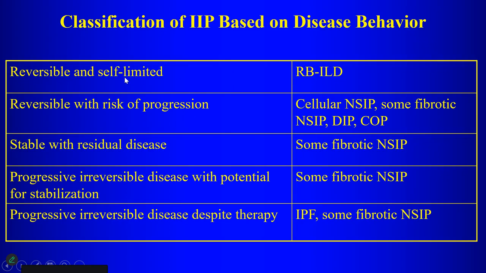There are reversible and self-limited diseases like RB-ILD. If the patient stops smoking, it can get better. Reversible with risk of progression, the more cellular forms of NSIP and some fibrotic forms of these diseases. Stable with residual disease, especially NSIP. Progressive irreversible disease with potential for stabilization. The more fibrotic NSIP gets, the worse the prognosis. And progressive irreversible disease despite therapy.